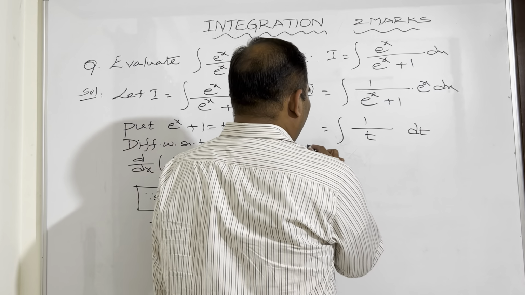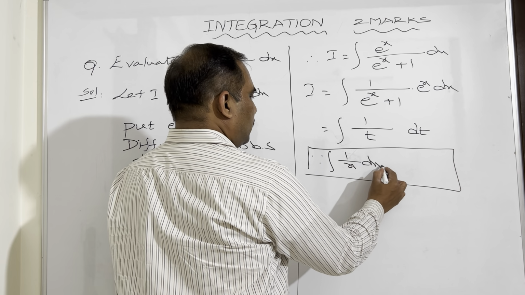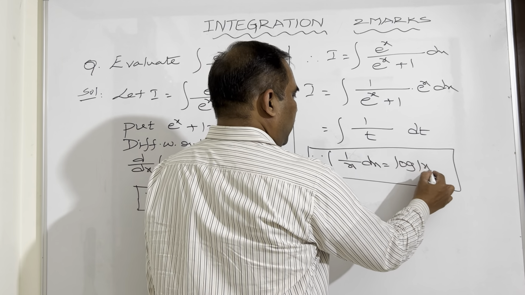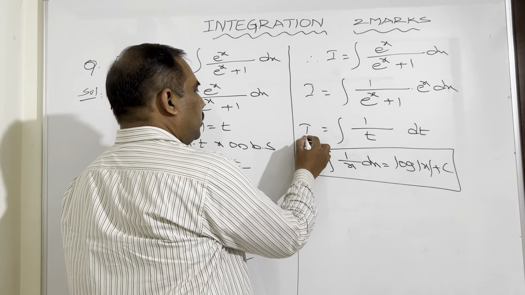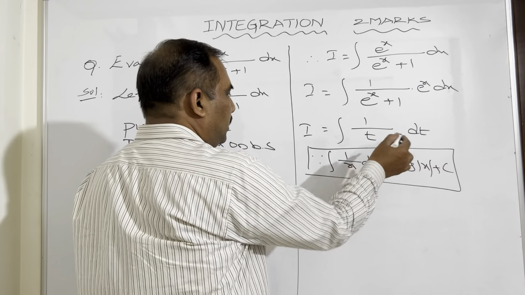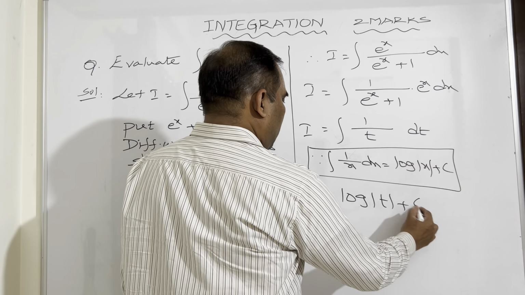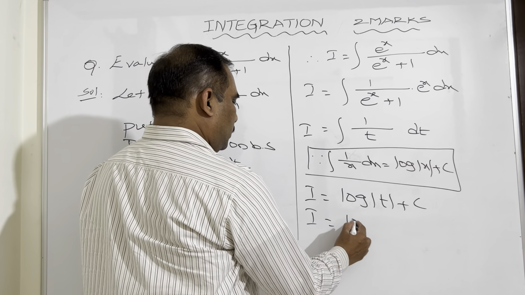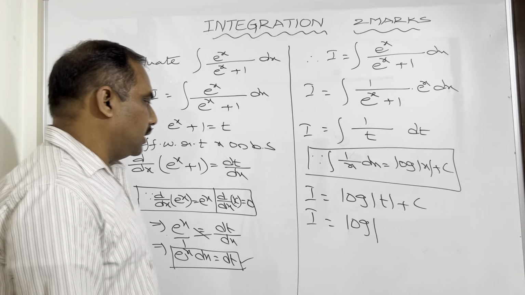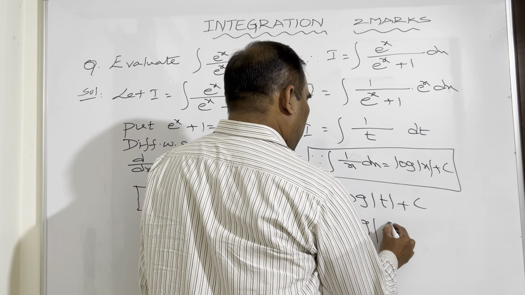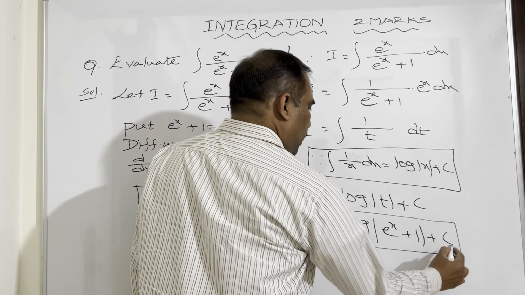We know the integral of 1 by x dx is equal to log mod x plus c. We have seen this in other problems also. So here we have I is equal to the integral of 1 by t dt, which can be written as log mod t plus c. So I is equal to log mod t, where t is replaced by what we have taken, e power x plus 1. So log mod e power x plus 1 plus c, which is the integral of the given function.